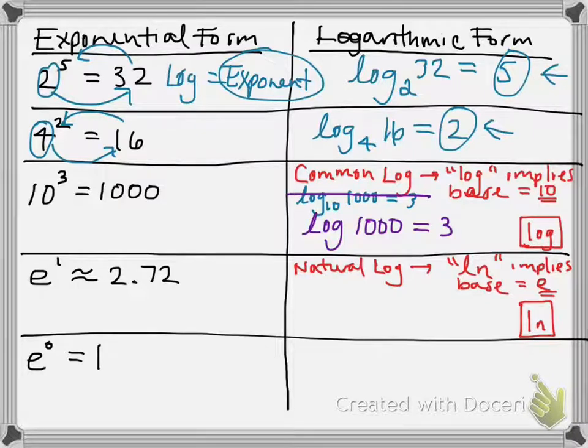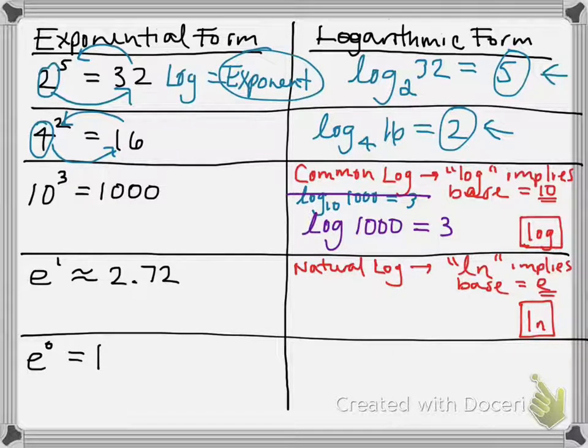So you can see that there's no base written down there. In the first example I had base 2, second example I had base 4. This third example, I'm not writing any base. It's implied that that base is going to be a 10. So if you see nothing there, it's implied that it's a base 10. We call this a common log. When you just see the word log with no base written, it implies that the base equals 10.